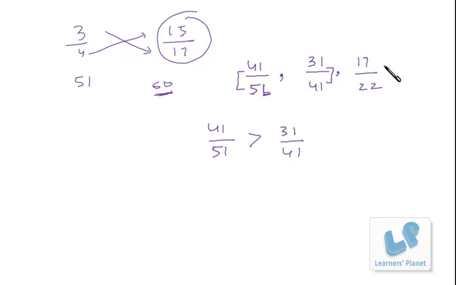Now the third case, here we see the difference between these two is 5. Here the difference between these two is 10. Now what? You can make this difference 10 by multiplying the numerator and denominator by 2. Since we are multiplying and dividing the fraction by the same number, finally there is no change in the value, but the comparison will be an easier task. So it is 34 by 44.